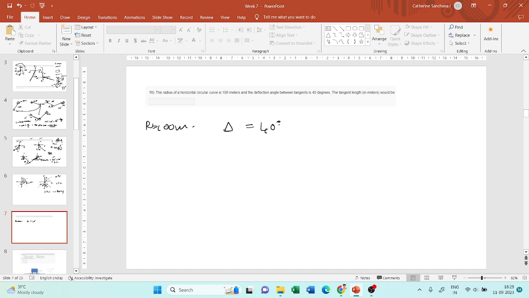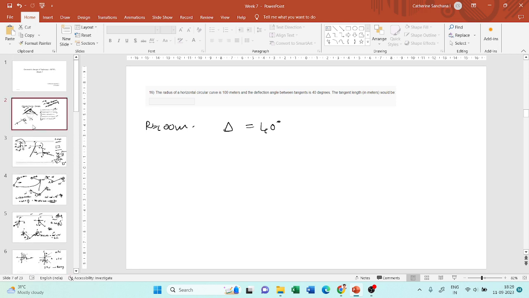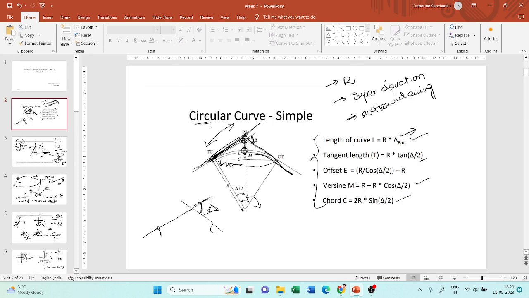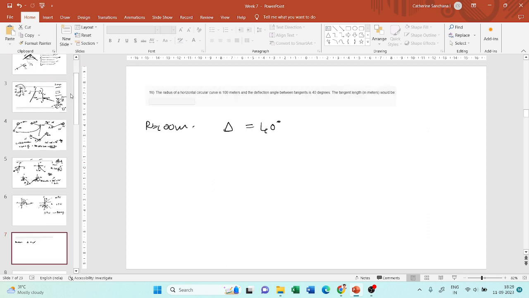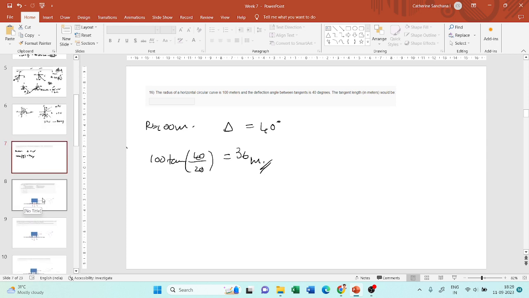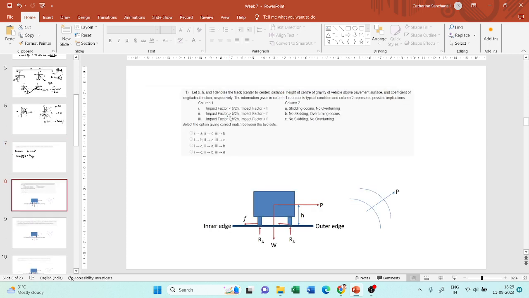The tangent length would be what? The tangent length is nothing but t, and the equation for tangent length is r tan delta by 2. So simply substitute r and tan 40 by 2, and this will give you 36 meters. So these are the problems that should have been solved in the last class.